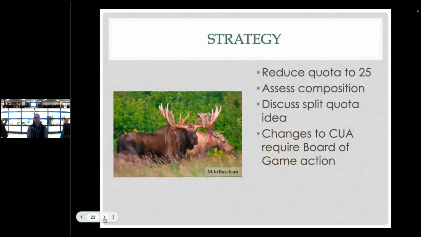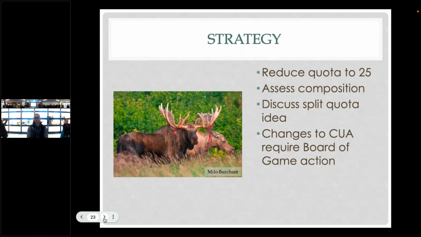I don't think the decline that we're seeing has anything to do with the harvest. I think it has to do with calves, but the prudent thing to do is just to reduce our quota. So our plan for the Martin River is to reduce that quota back to 25. We're going to assess the composition again and see where we're at for bull cow and calf cow, if we can, with the weather.